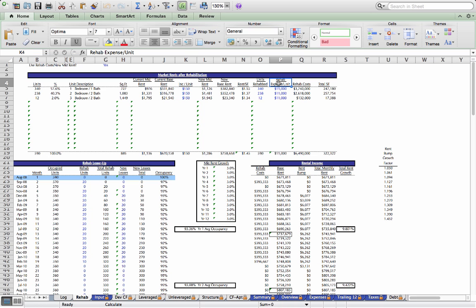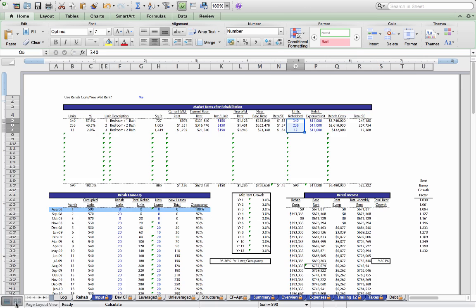The rehab expense per unit, which is the cost of the renovation per unit, and then the units rehabbed. So in this model, there are 340 one-bedroom, one-baths, and we are electing to rehab 340 of those units. So you would have the ability to do something less than what the total unit count is for each and every unit description.